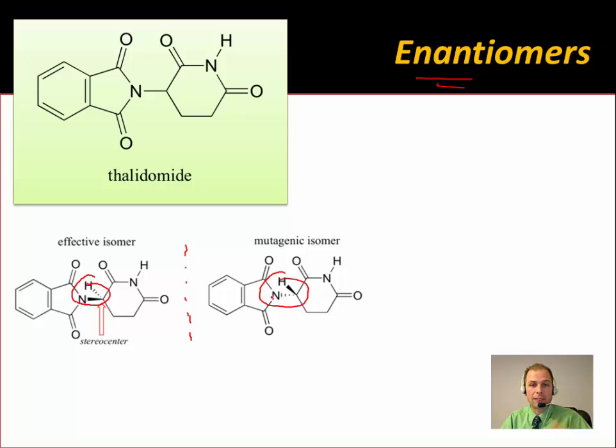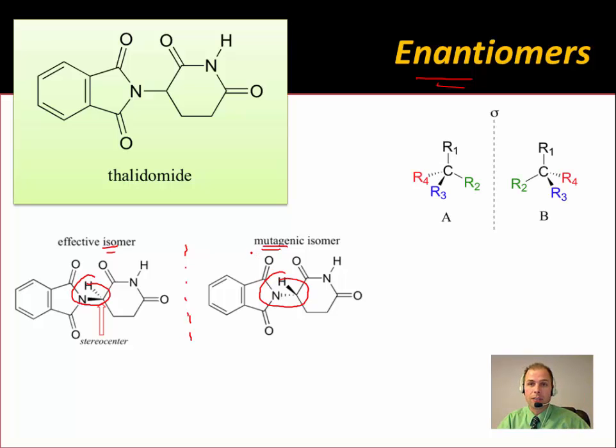Almost as though you look at a left hand and you look at a right hand, and they're not identical, but they're like a mirror image of one another. They're not the same, though. And what we found was that this isomer here was effective in reducing morning sickness and was an effective antidepressant. And this isomer was a mutagen. It had mutagenic effects, which led to those deformations.